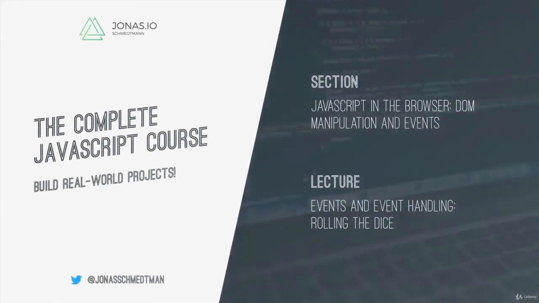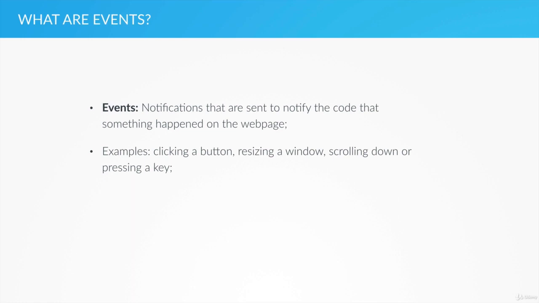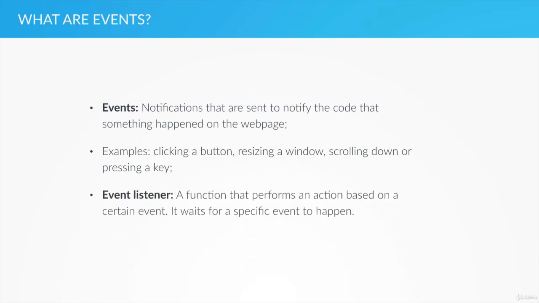Before we move on with coding the roll the dice button, let's talk about another important topic that is closely related with the DOM and DOM manipulation, and that's events. Events are like notifications that are sent to notify our code that something happened on the web page. And events are triggered by things like clicking a button, resizing a window, scrolling down, or even pressing a key. We can use event listeners to code responses to all these events, like opening a pop-up window, showing animations, and so on and so forth.